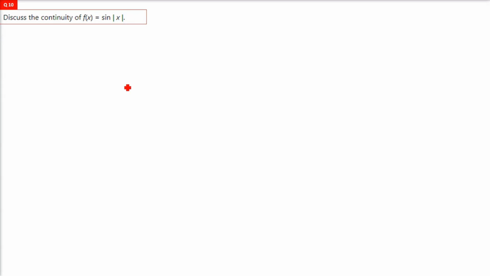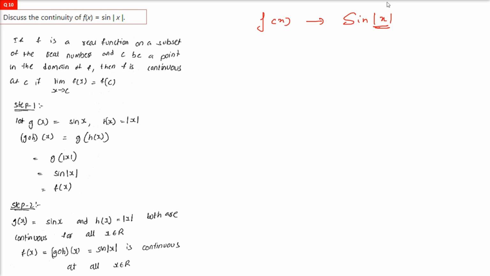Discuss the continuity of the function f(x) equal to sine of mod x. This is a modulus function inside. So in this sine mod x, there are two things here. The modulus of x is by itself a function. Modulus of x, we already talked about its continuity, differentiability, etc. And sine x is another function. So there are two functions here. That is, mod x is a function which is inside sine x.